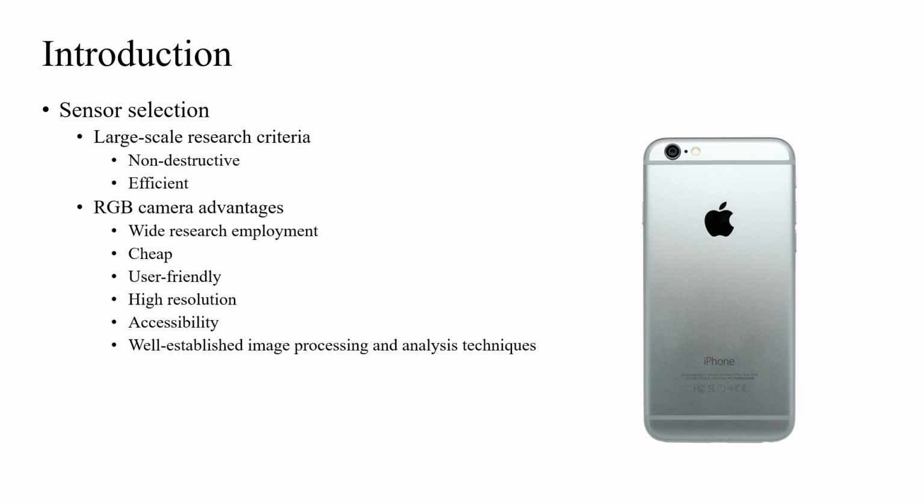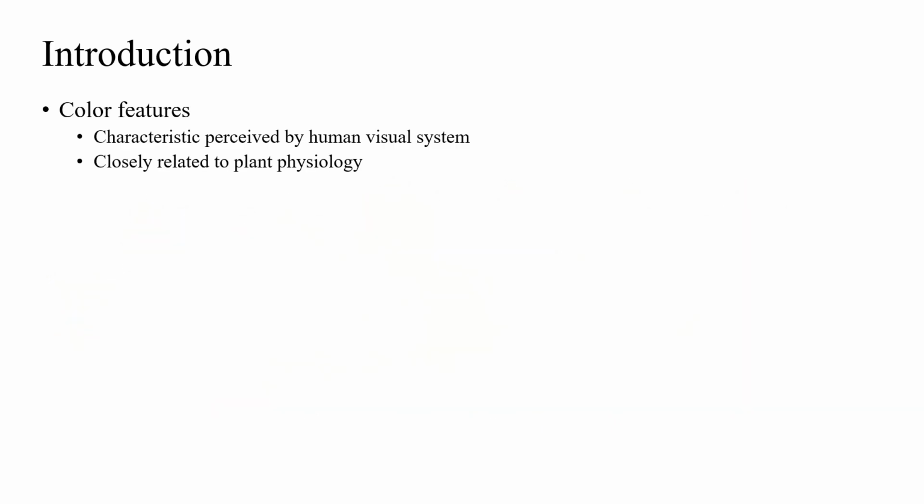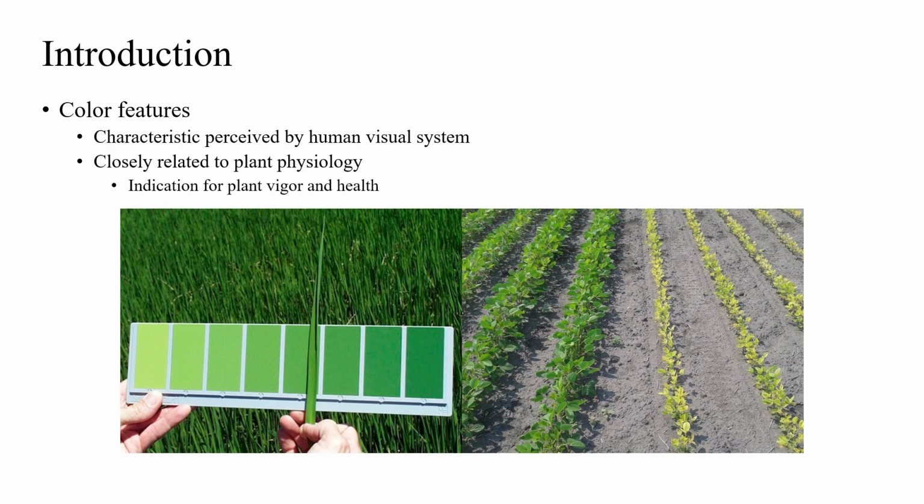When it comes to digital image processing, there are two fundamental feature types. The first one is color. Color is the characteristic perceived by the human visual system. The color of a plant is closely related to plant physiology and can indicate plant health and vigor.